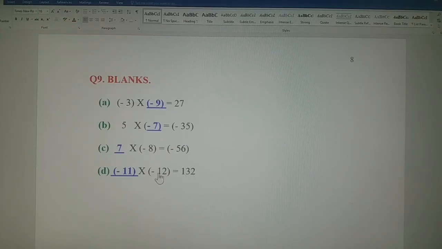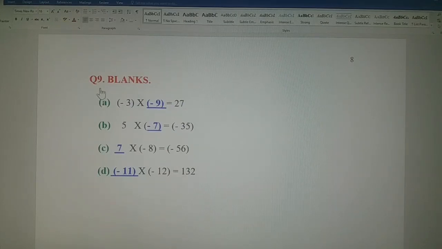12 is negative. So 11 also has to be negative because same sign multiplication, answer will be positive. Both are negative and same sign, that means same sign multiplication, the answer will be positive 132. So minus 11 into minus 12, our answer will be positive 132.